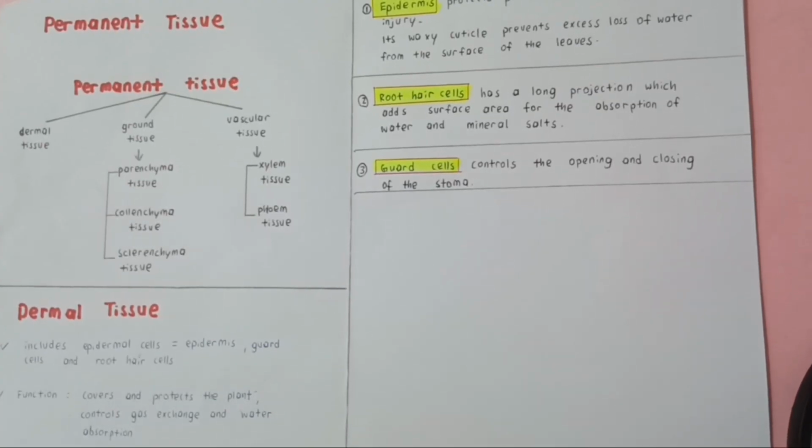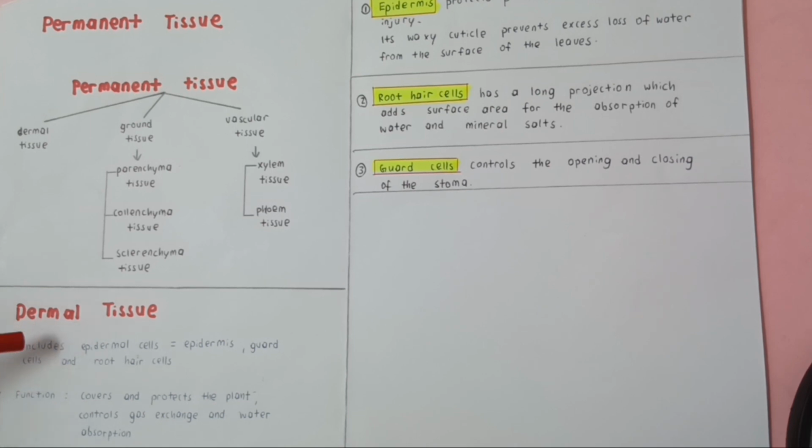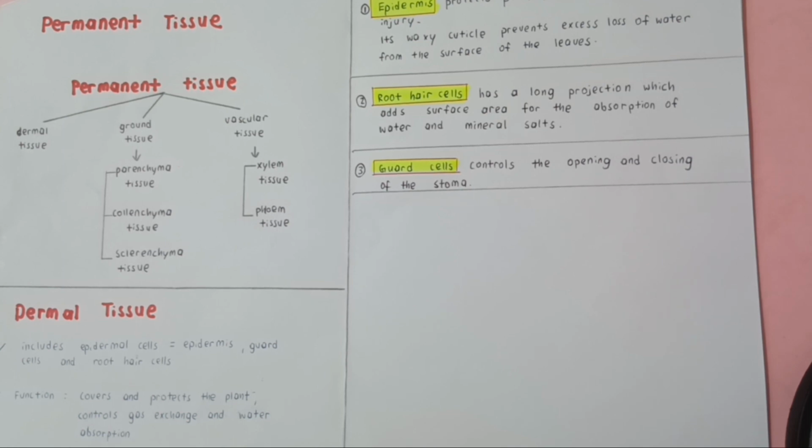Permanent tissue, the one which will not undergo differentiation or cell dividing, consists of three types: dermal tissue, ground tissue, and vascular tissue. First one, the dermal tissue. Dermal tissue includes epidermal cell, guard cell, and root hair cell. Its function is to cover and protect the plant, and control gas exchange and water absorption. Because the dermal tissue is situated at the outermost layer of the plant, they can act as a barrier to control the gas exchange and water absorption between the inside of the plant and the external environment.